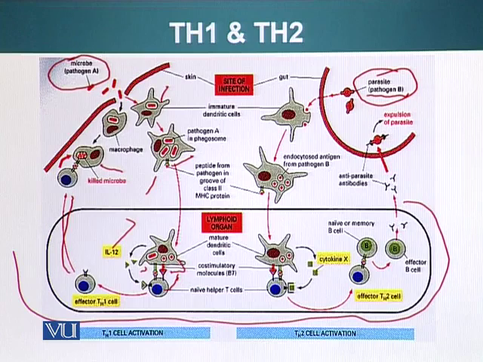The second route: our parasitic pathogen B was encountered by an immature dendritic cell right here. It did the same thing. It engulfed it, endocytosed it, and fused the phagosome with the lysosome, degrading the pathogen. Little fragments of pathogen B proteins were displayed on the surface of this antigen-presenting cell right here.